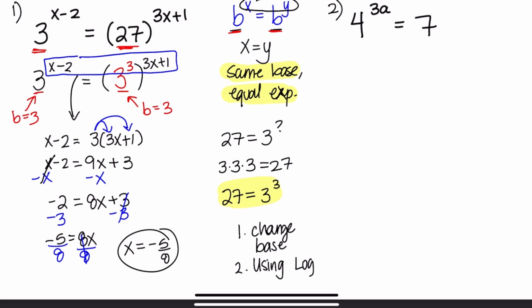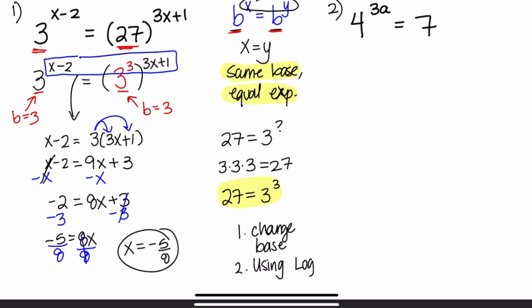Okay? Again, this is showing the first case of changing the base of an exponential equation. Let's look at the second case, which is using log in order to figure out the exponent or the value of whatever variable is given inside of a problem. So looking at example 2, we have 4 raised to the 3a equals 7.